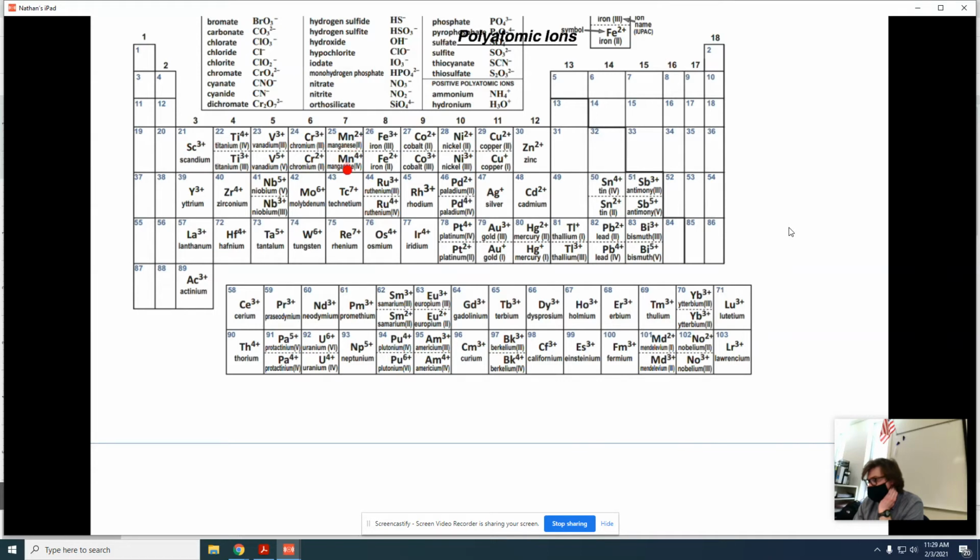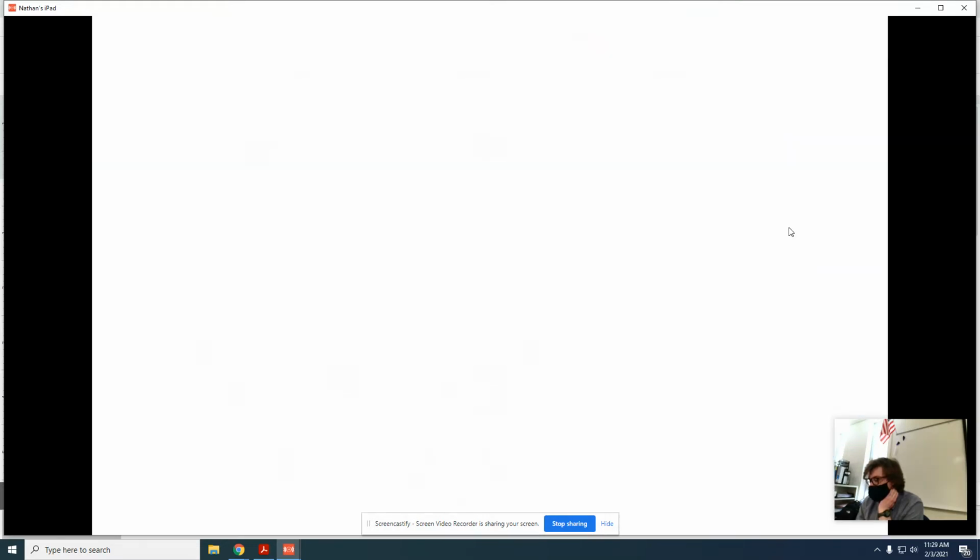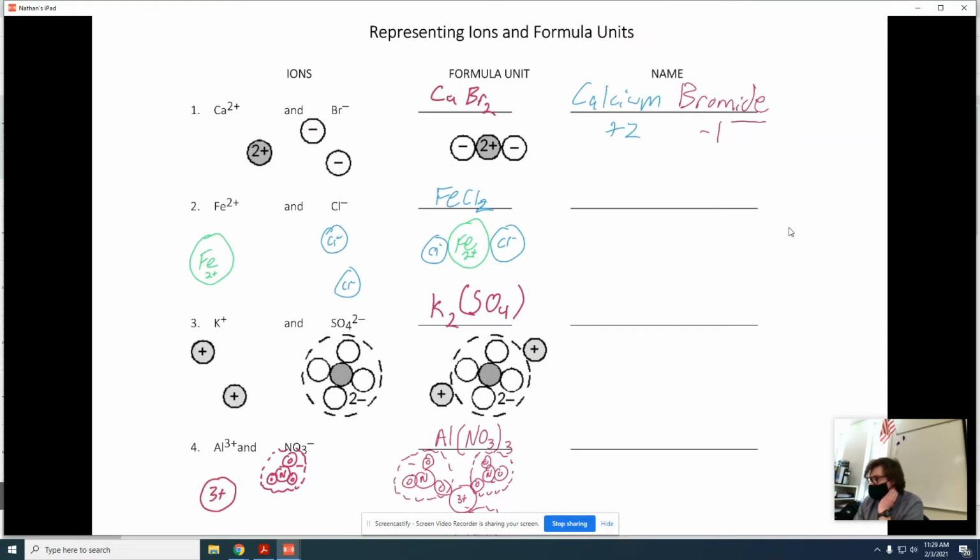find iron again. If our iron has a charge of +2, we would call it iron 2. If our iron has a charge of +3, we would call it iron 3. So we need to keep that information in the back of our head. When we come back and look at our iron, this iron has a charge of +2. So we can't just call this iron. We have to say that this is iron 2.